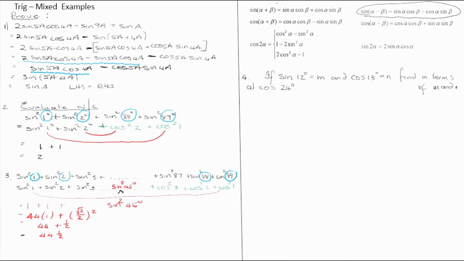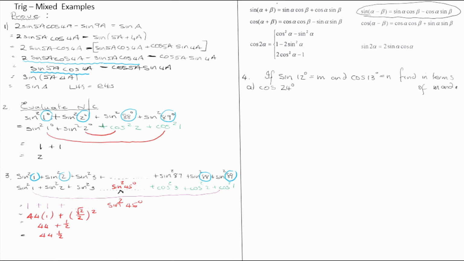Right, number 4. If sine of 12 degrees is m and cos of 13 degrees is n, find in terms of m and n. First one, cos of 24. Well, 24 is double 12, so I'm going to use the cos double angle, and I'm going to use the one that gets me to the 12.